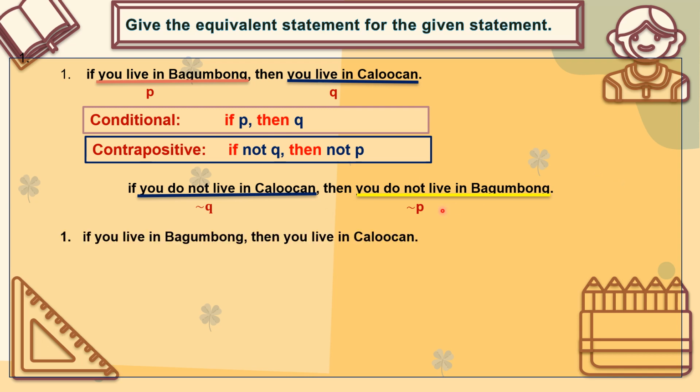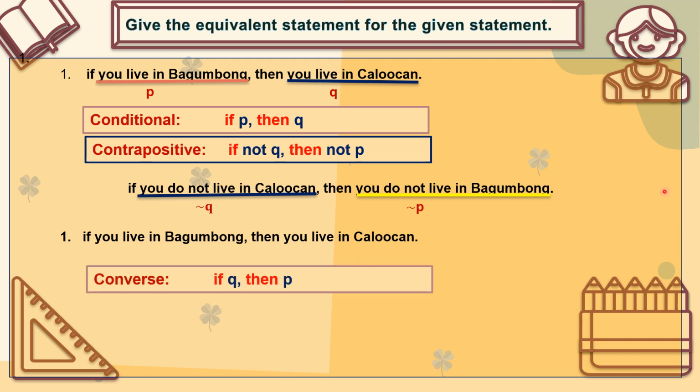Next. Paano naman kung gagawin ko namang converse yung ating statement? Same statement, pero ito magiging converse. Okay. If you live in Bagumbong, then you live in Caloocan. So, gagawin natin converse. Pag sinabing converse, ito ay if Q, then P. So, mauuna yung conclusion bago yung hypothesis. So, ang conclusion natin dyan ay you live in Bagumbong. So, Q. Ano naman ang ating hypothesis? So, you live in Caloocan. So, ayan ang ating P.